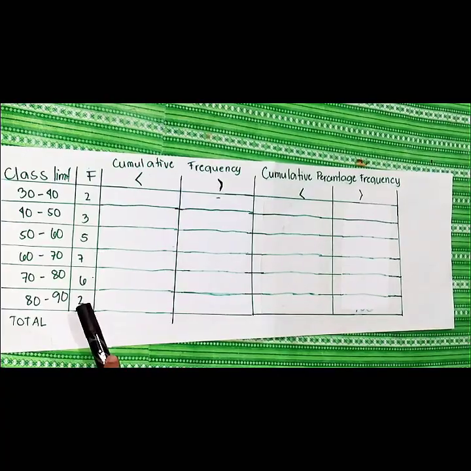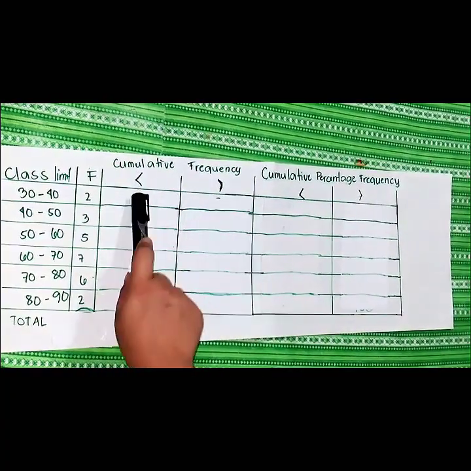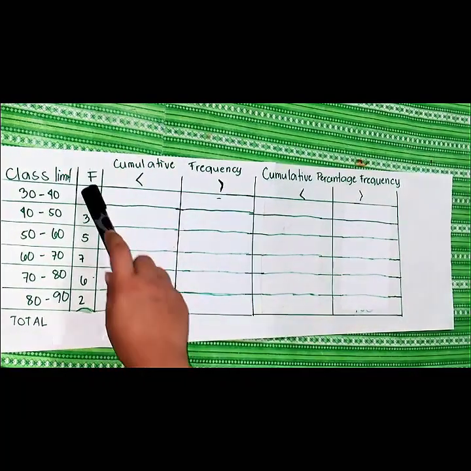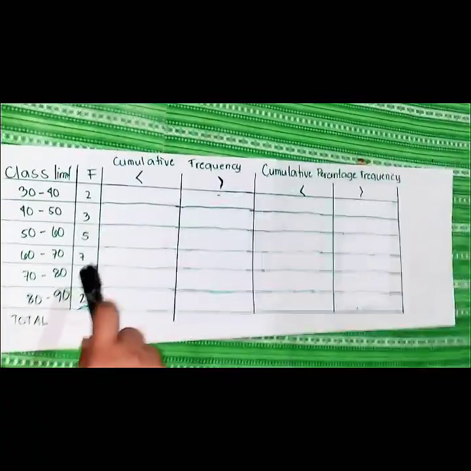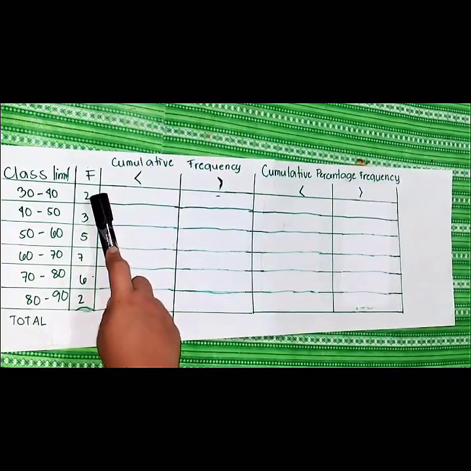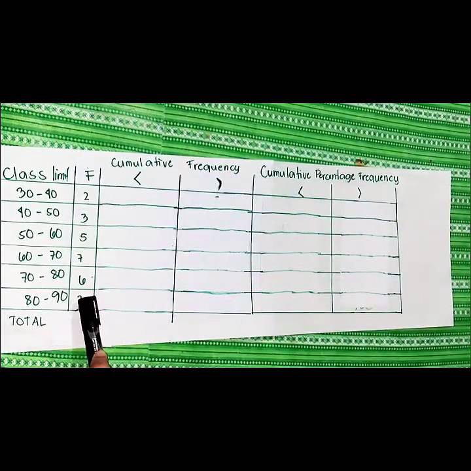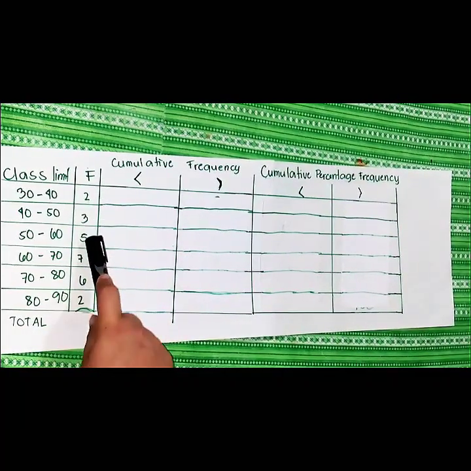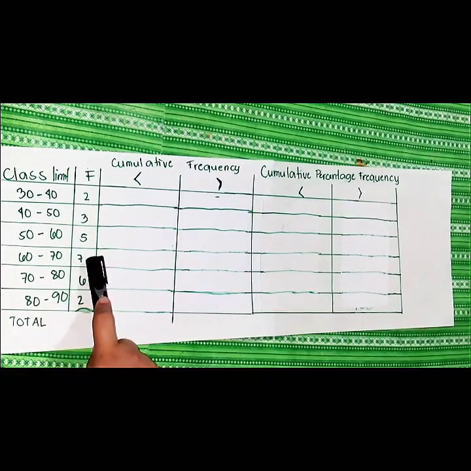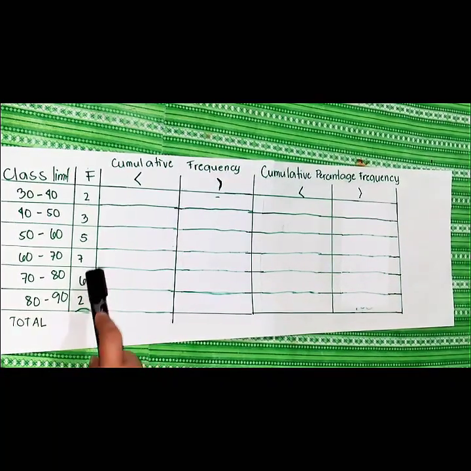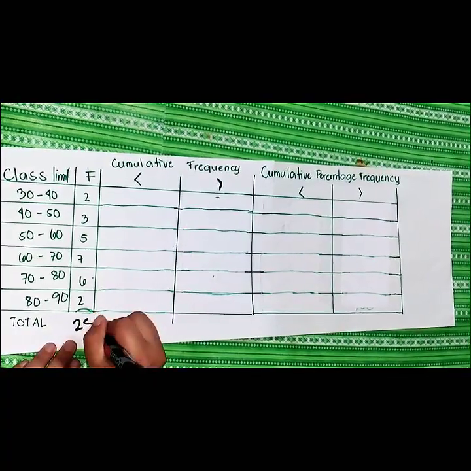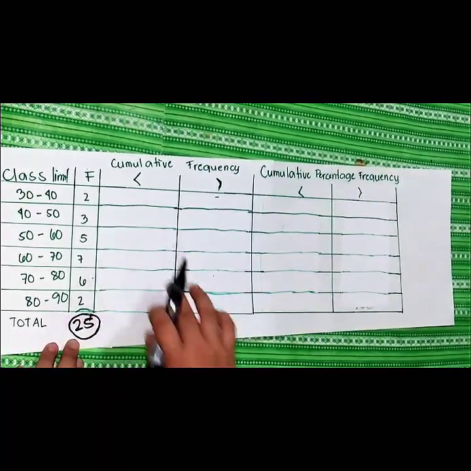Before we find the cumulative frequency lesser than, we will first get the total of the frequency. How do we get it? We add all the numbers here. 2 plus 3 is equals to 5. 5 plus 5 is equals to 10. 10 plus 7 is equals to 17. 17 plus 6 is equals to 23. And 23 plus 2 is equals to 25. That is how to find our frequency total.